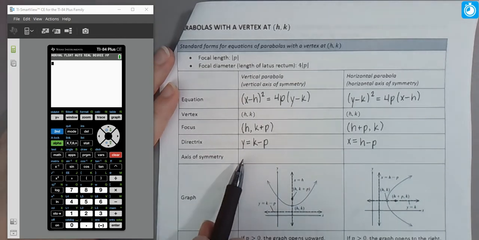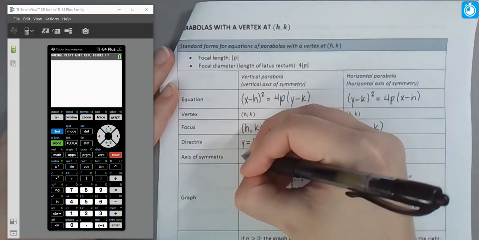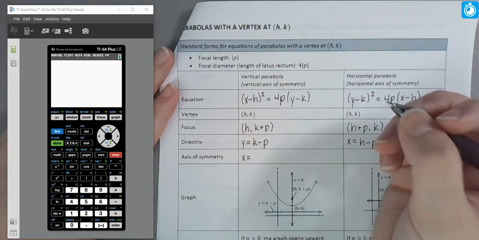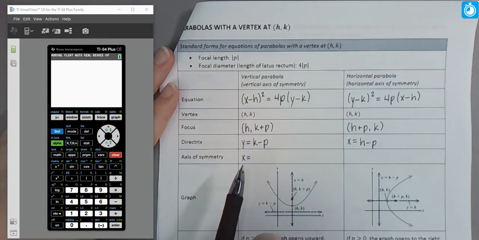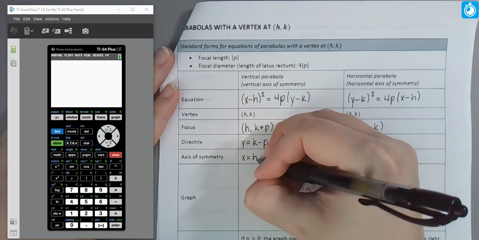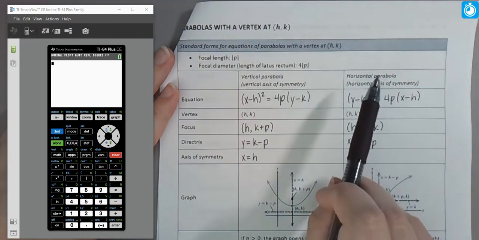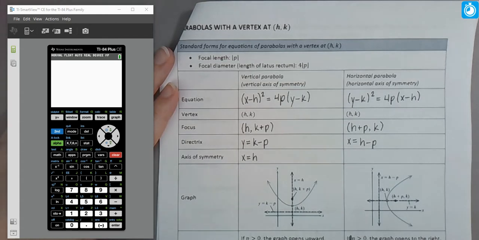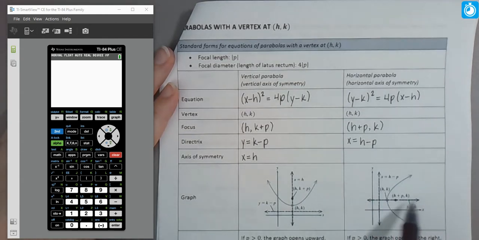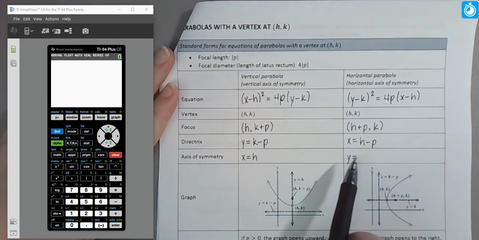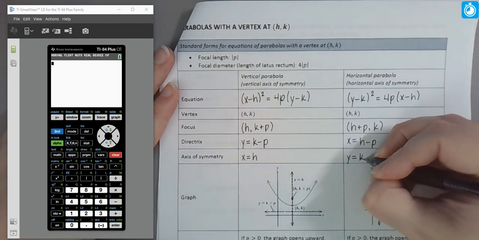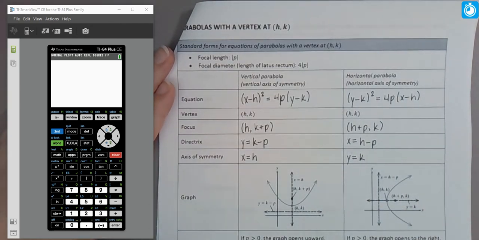And then our axis of symmetry for something vertical is going to be a vertical line. So x is equal to, and it's always going to be equal to whatever the associated coordinate for the vertex is. So in this case, x is equal to h. And then for a horizontal parabola, opening either right or left, we have a horizontal axis of symmetry. So y is equal to, and in this case, y is equal to the y coordinate of the vertex. So y is equal to k.